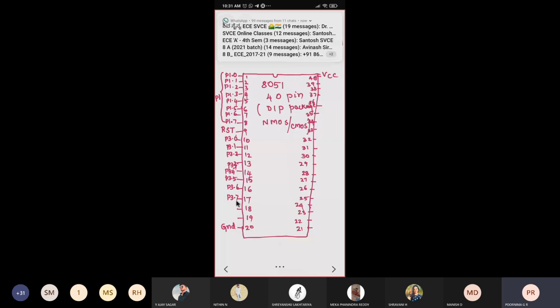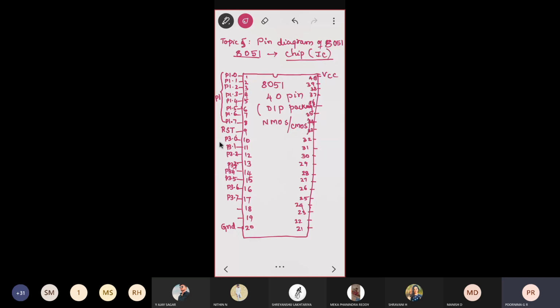P3.7. Here again, how many pins can you see? 8 pins. These pins are represented as capital P3 pins or port 3 pins. If you look at these port 3 pins, there is another function which is embedded with this, that is RxD.